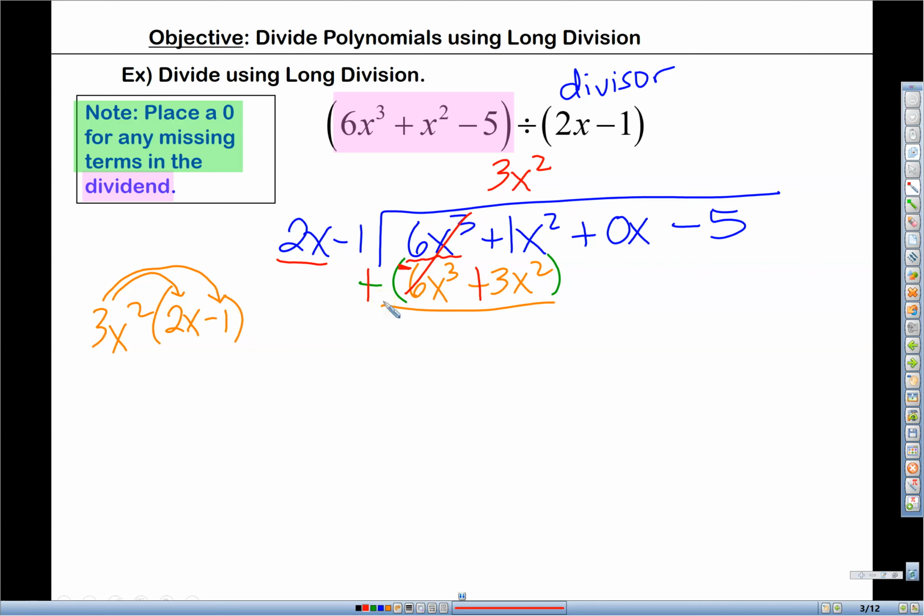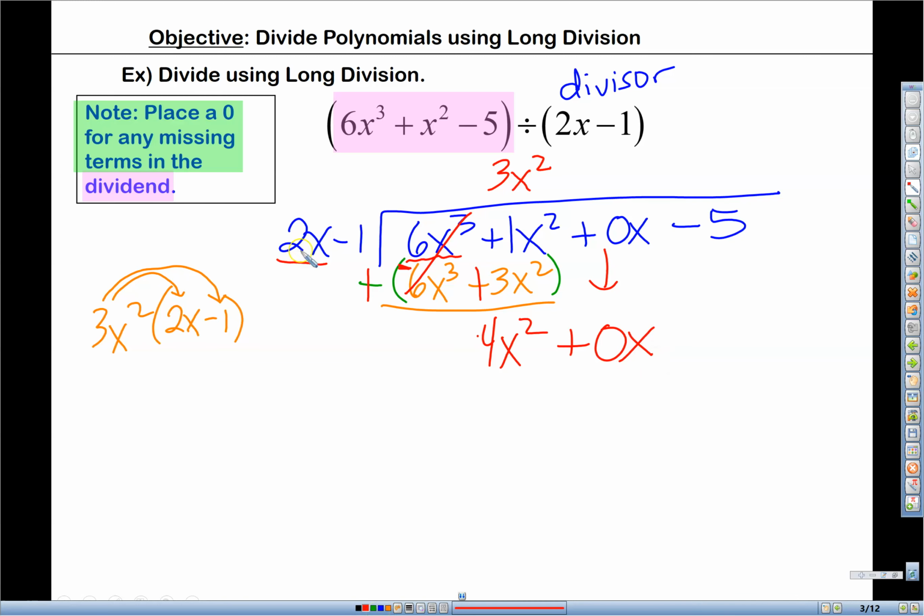Sometimes the other ones end up being 0 also, but that first one has to be 0 so that we start decreasing the power that we're working with to get to the end of the problem. So now I have 1 plus 3. That gives me 4, or positive 4x squared, and I bring down my next term of 0x, and now I'm going to repeat the process.